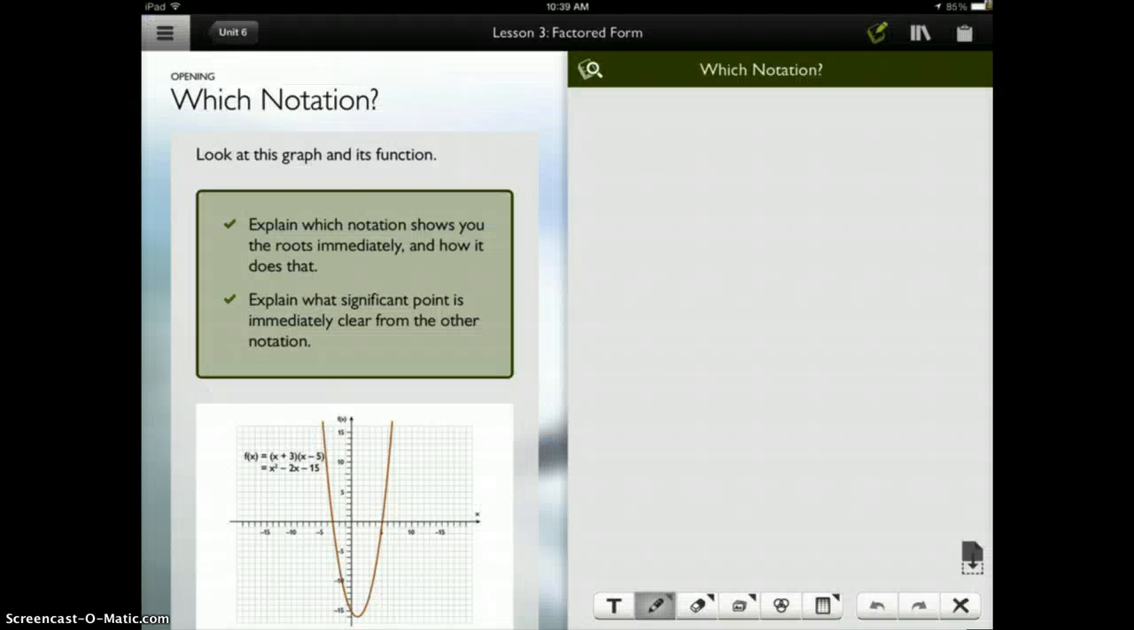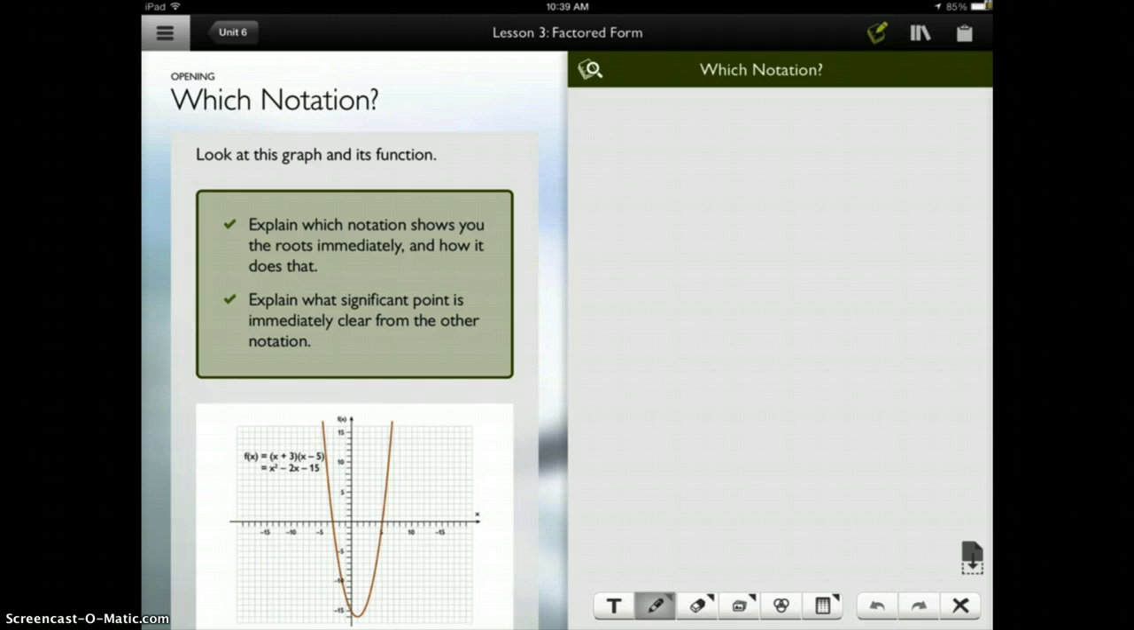Okay, so what's the quick factored form? Now, slide 1 looks like this. I already opened up the notebook so that way I can write into it. It says, 1, explain which notation shows the roots immediately and how it does that. And 2, explain what significant point is immediately clear from the other notation.